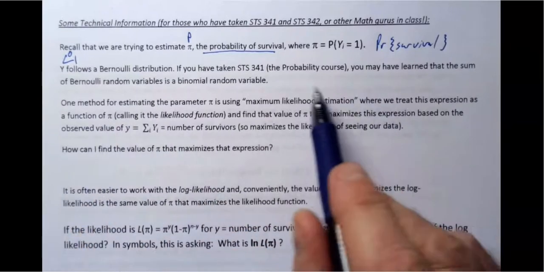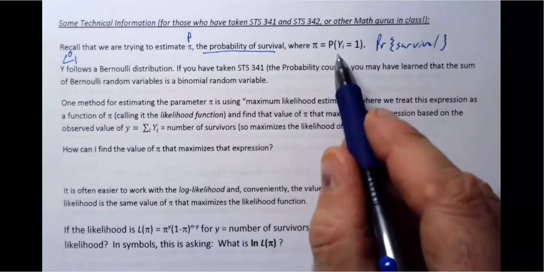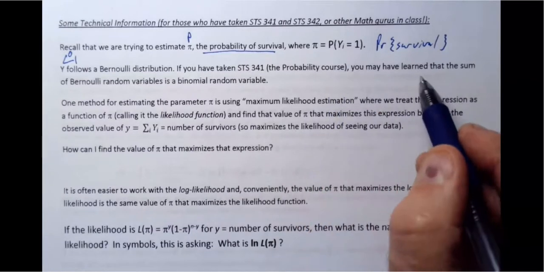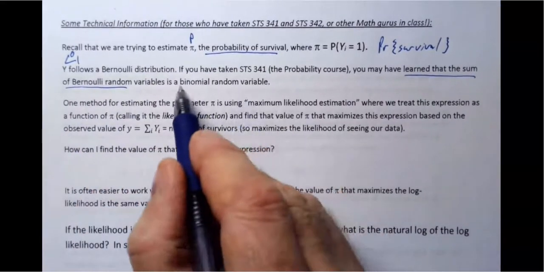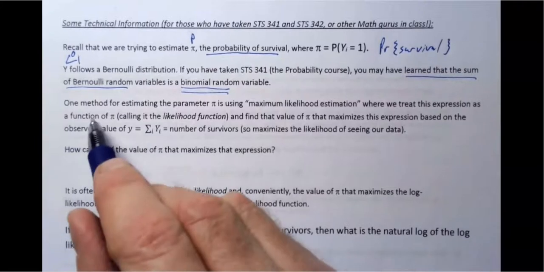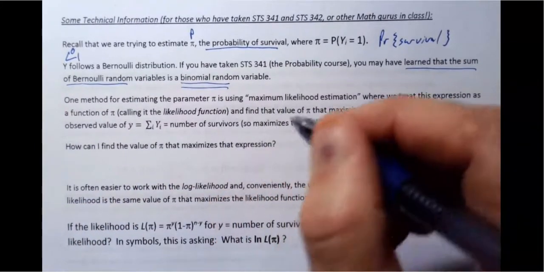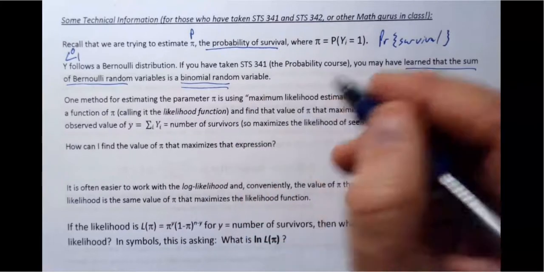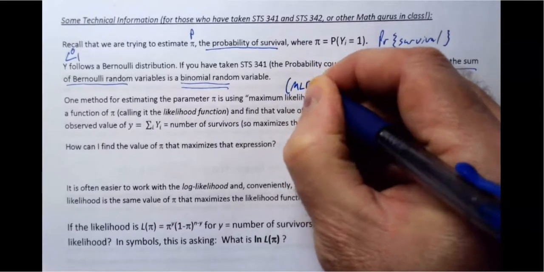And if you remember from 341, we have a bunch of y's in our data set, and the sum of Bernoulli random variables is what we call a binomial random variable. So one method for estimating the parameter pi, the probability, is called maximum likelihood estimation, or MLE.